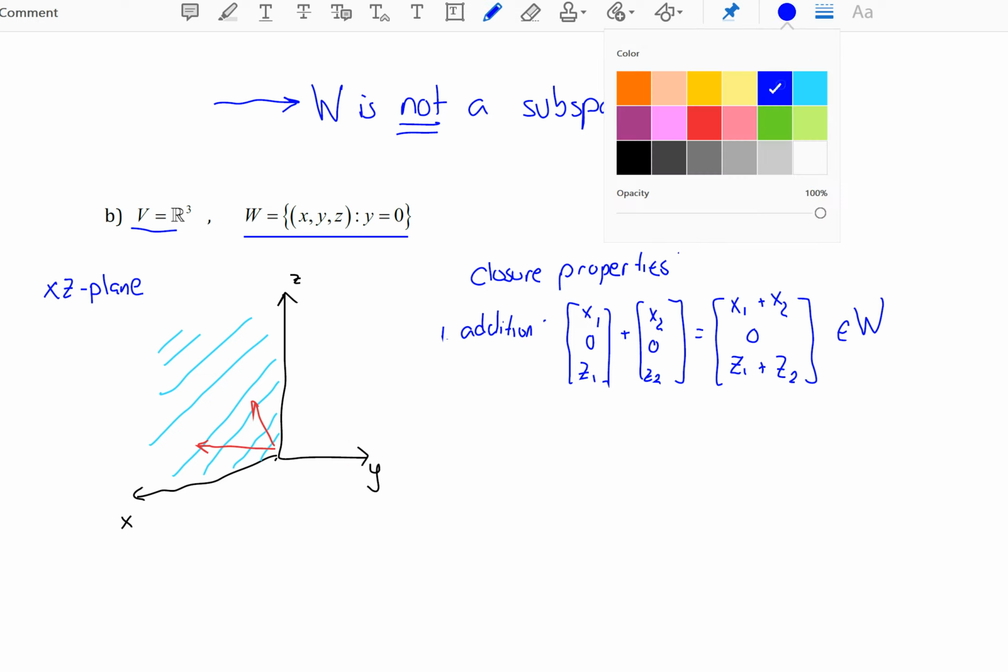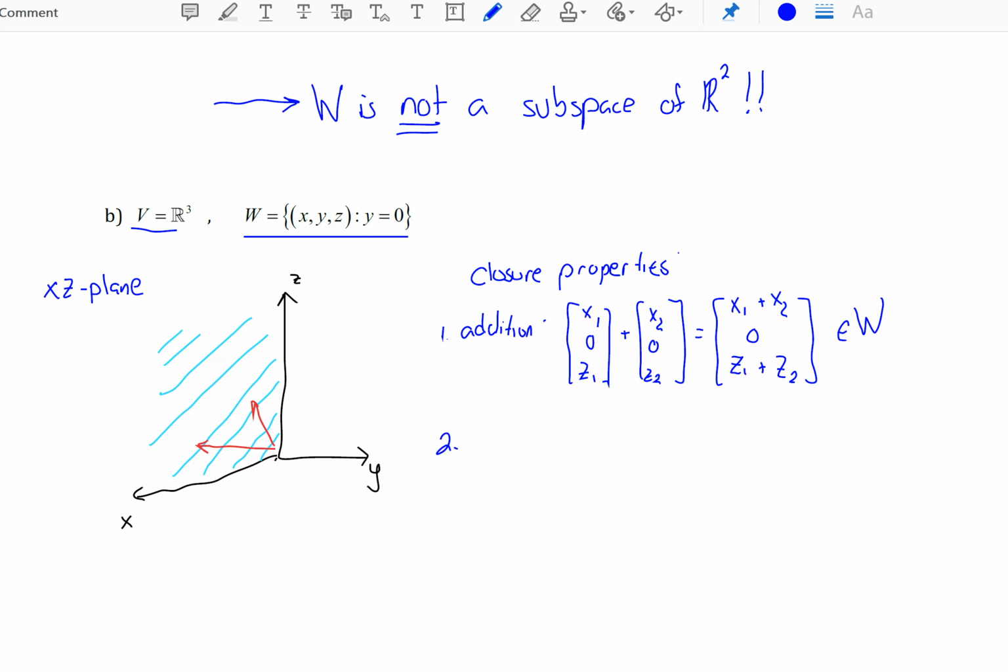Let's go on to the second property. Do we have closure of scalar multiplication? So imagine now we have any scalar k times an element of W.